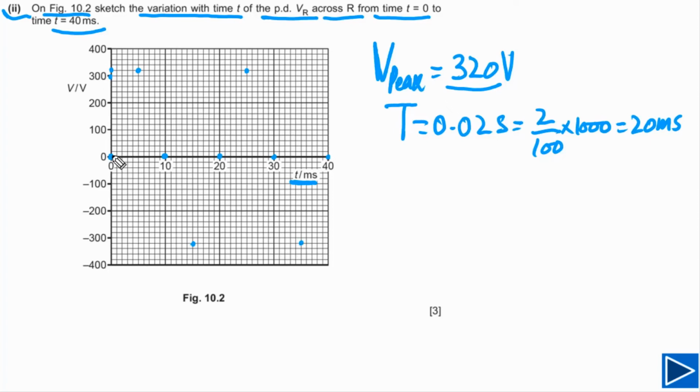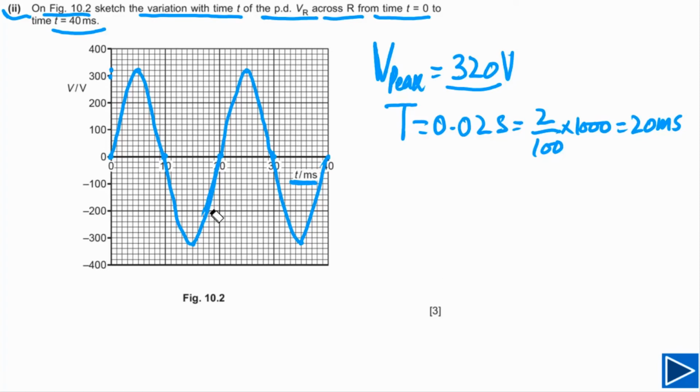First of all, we will sketch the sine curve only. This is how we can sketch the sine curve in the first half cycle, and in the second half cycle this is how we can sketch. In the third half cycle, this is how we can sketch. This is not the final answer, this is just the sine curve. And in the fourth half cycle, this is how we can sketch. But this is when there is no diode in the circuit. In this question, there is a diode connected in the circuit.